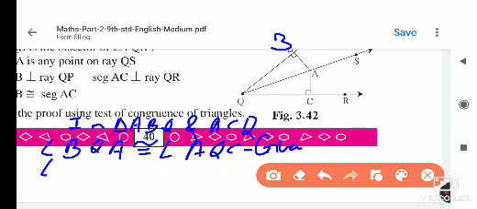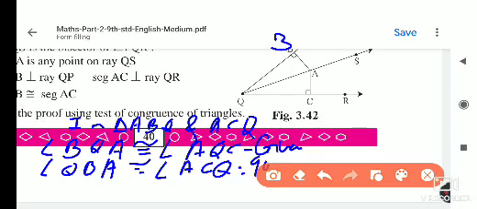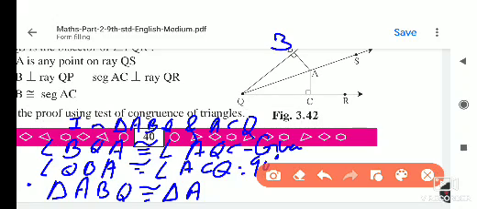Next, angle QBA is congruent to angle ACQ. The reason is each 90 degrees. And here write, therefore triangle ABQ is congruent to triangle ACQ by AA test of congruency.